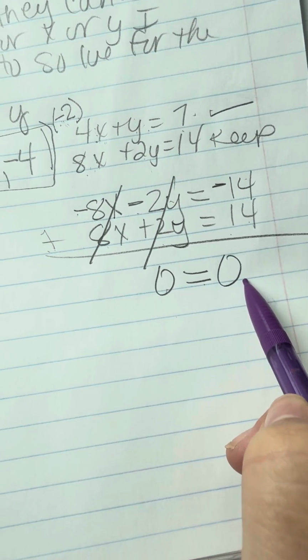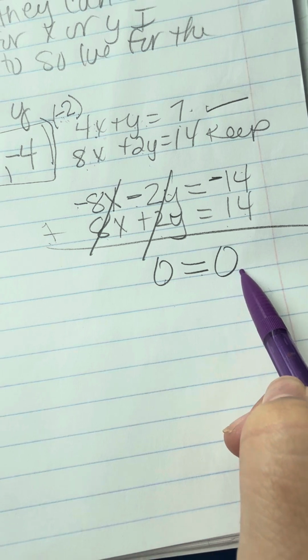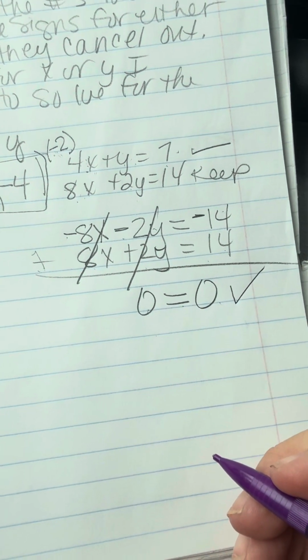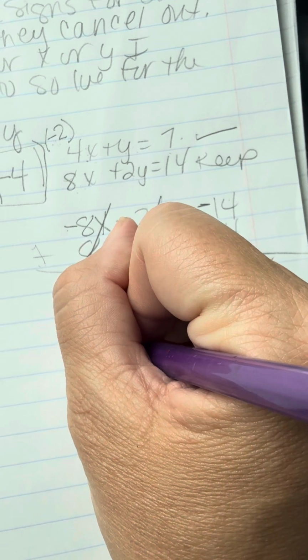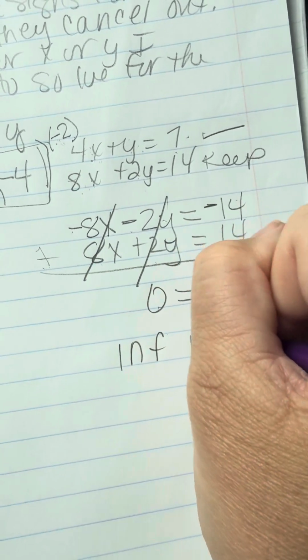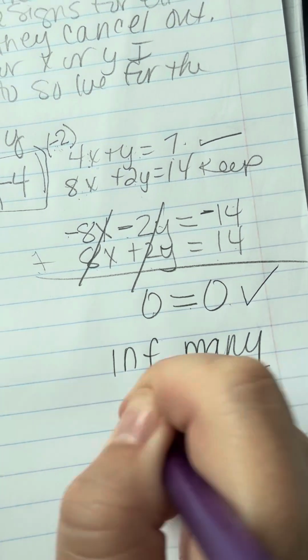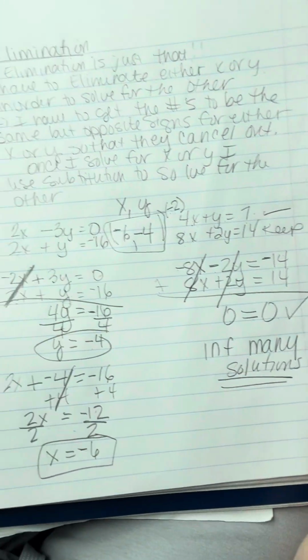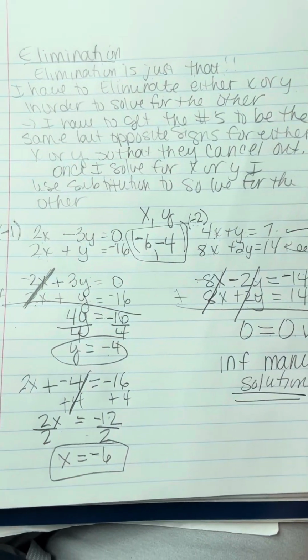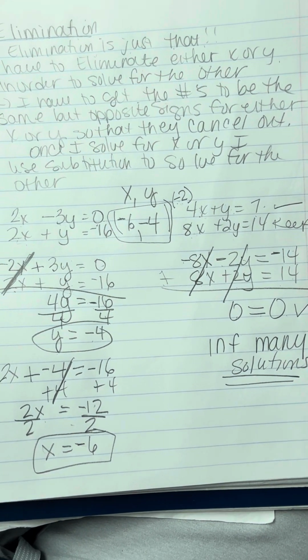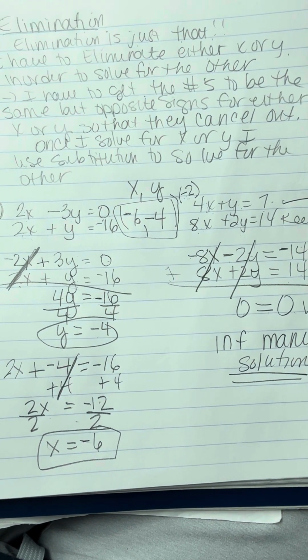Well, is that a true statement? Does 0 equal 0? Yes, 0 does equal 0. And so this has infinitely many solutions. Okay, and that's how all of those are going to work. I'm going to use something to eliminate and solve for one or the other. Work your way through this video. Watch it more than once.